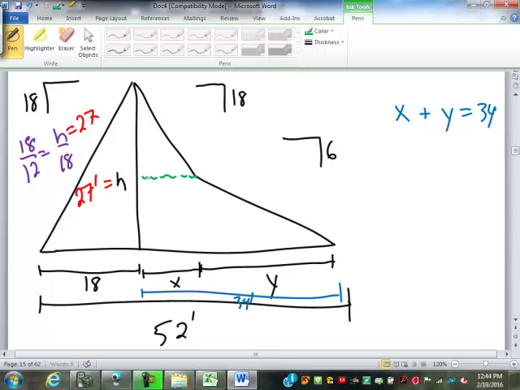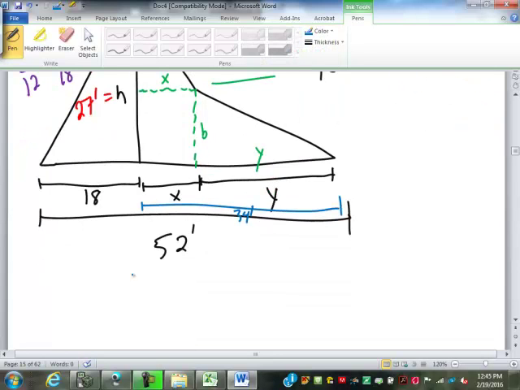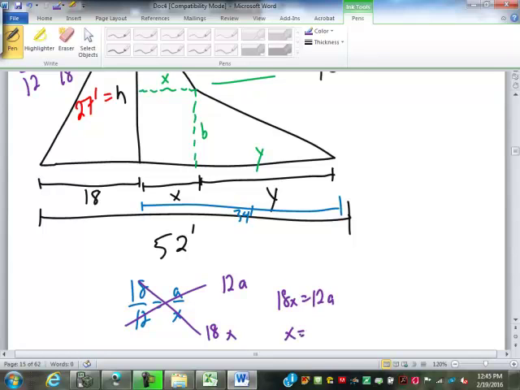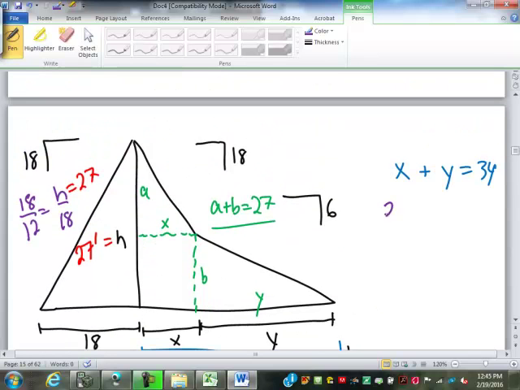So now I'm going to do this. This is x, and we're going to call this a. This we're going to call b, and this y, of course. So a plus b equals 27, which is equal to h. And we have from this one here that 18 over 12 equals a over x. So 18x equals 12a. So x equals 2/3 a. So this is going to be 2/3 a here.